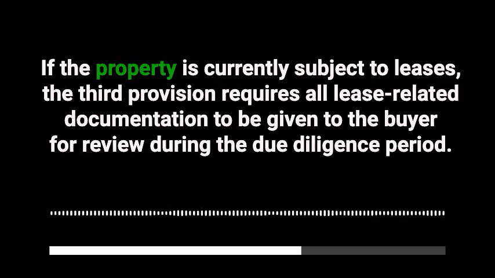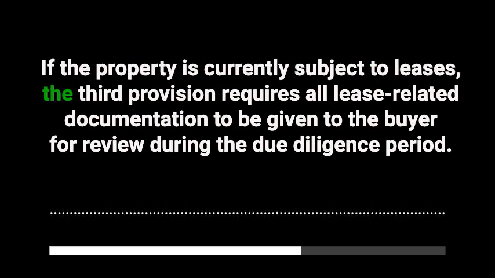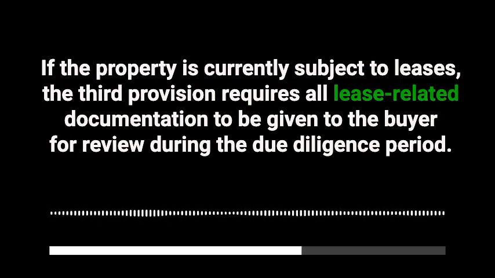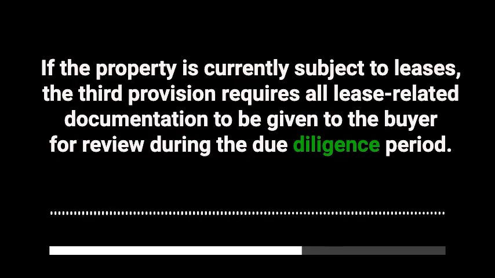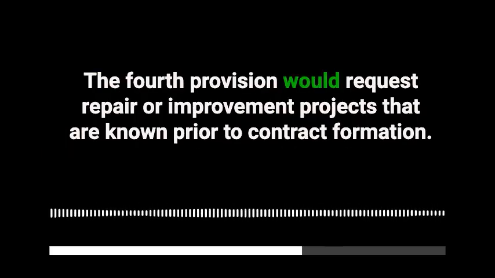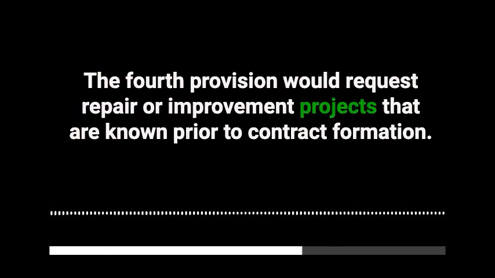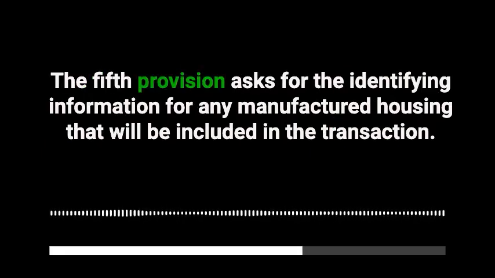If the property is currently subject to leases, the third provision requires all lease-related documentation to be given to the buyer for review during the due diligence period. The fourth provision would request repair or improvement projects that are known prior to contract formation. The fifth provision asks for the identifying information for any manufactured housing that will be included in the transaction.